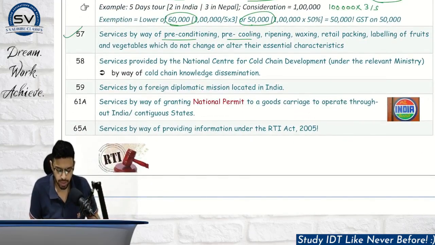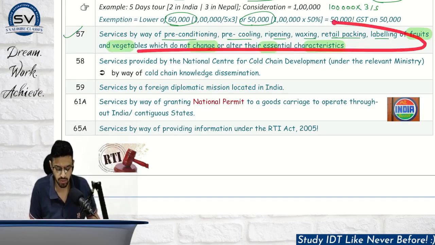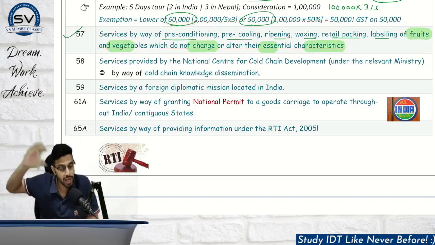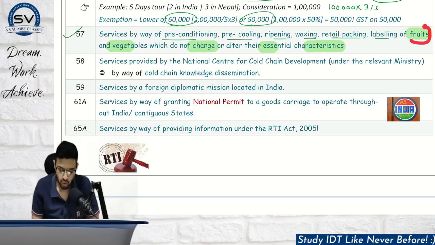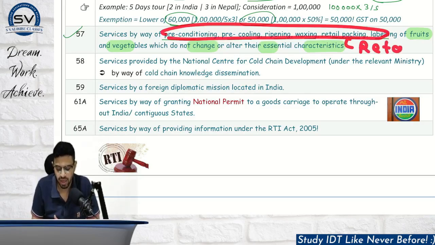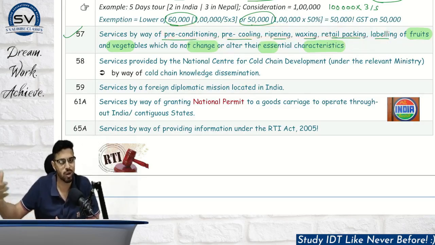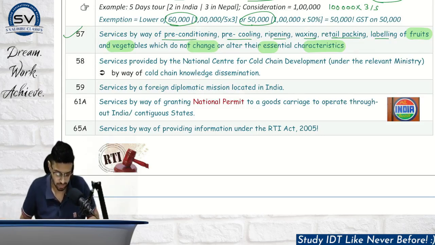Services by way of preconditioning, pre-cooling, ripening, waxing, retail packing, labeling of fruits and vegetables which do not change or alter their essential characteristics. So this is kind of an extra exemption given. Had this been at the stage of local production, agriculture produce, exemption we have already covered, agriculture services, entry number 54. But here, fruits and vegetables provided essential characteristics are not changed. For example, you are not converting orange into orange juice, right? But yes, beyond that, if characteristics are not changed, all the services, these are associated with retail market. Here we are giving exemption because fruits and vegetables are purchased by ordinary people. So we are not charging GST.